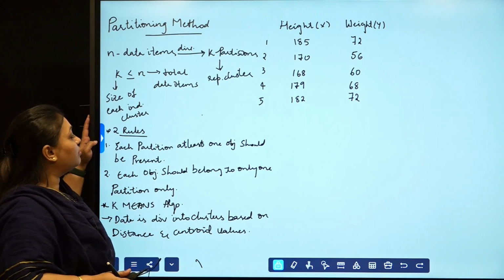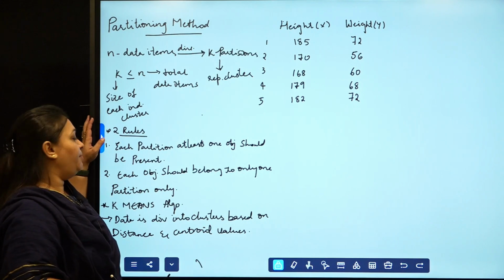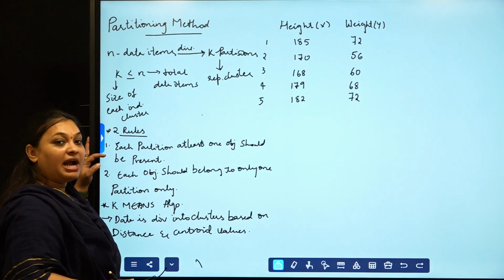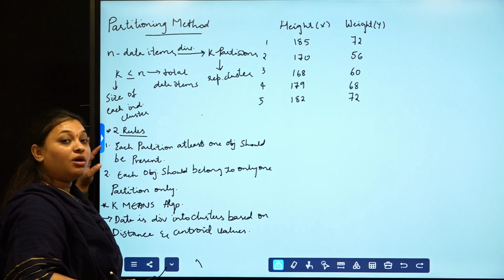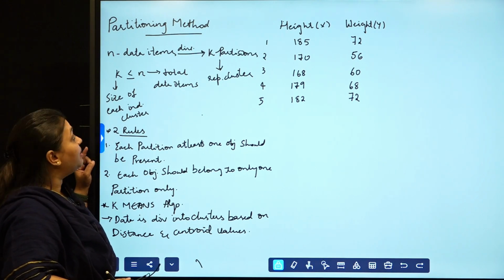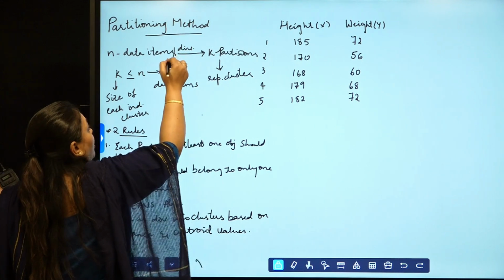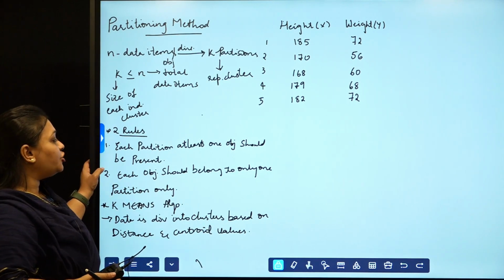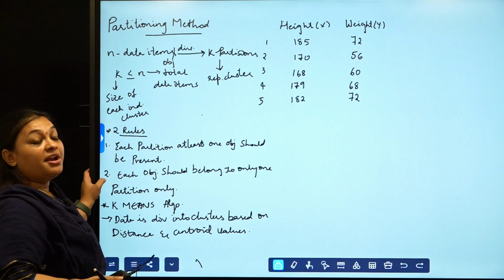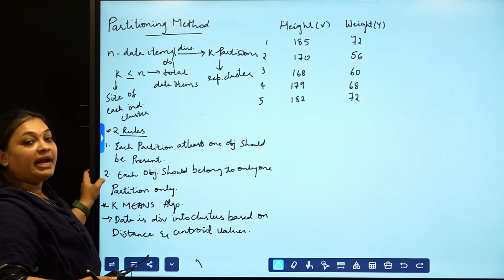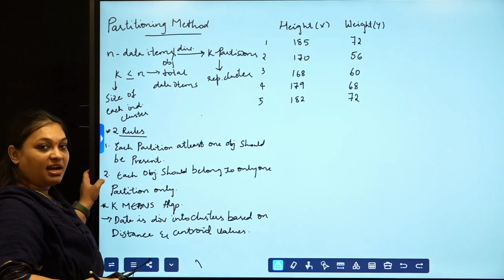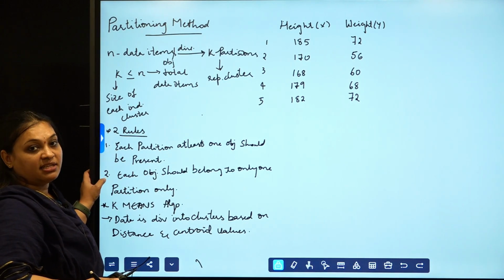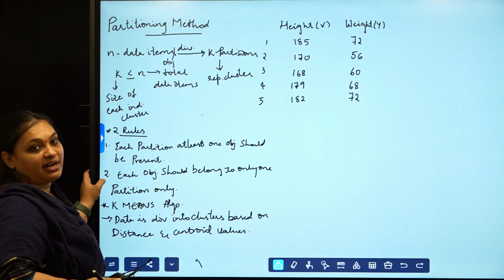Now you have to remember 2 rules here which are very important. First, in each partition at least one object should be present. If I am making 2 clusters, in both clusters at least one object should be present. An object is nothing but the data item. Your data item is also called your object. Next, each object should belong to only one partition. If I have data item number 3 in the K1 cluster, then it cannot be in the K2 or K3 clusters. It is there only in the K1 cluster.